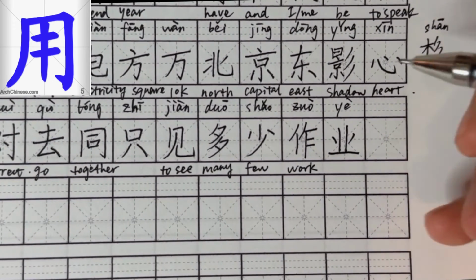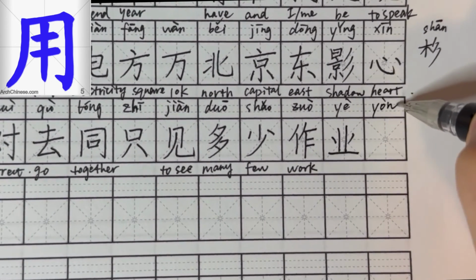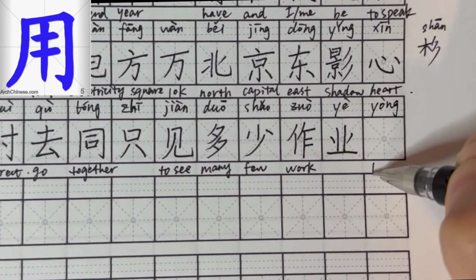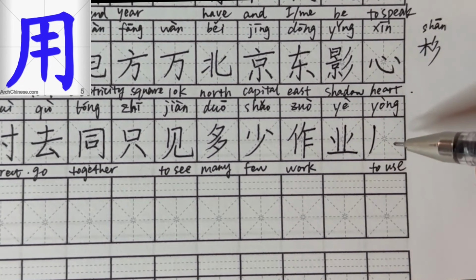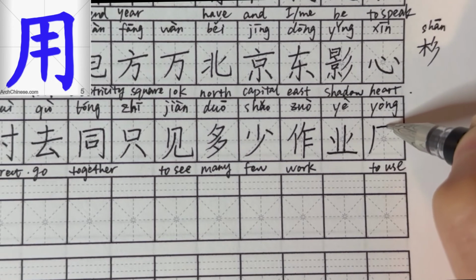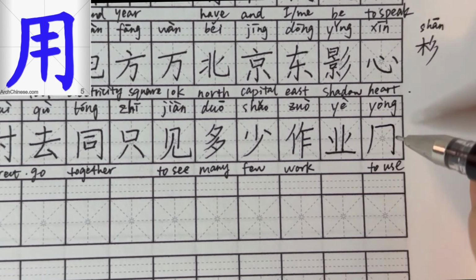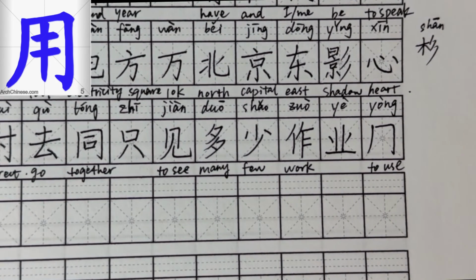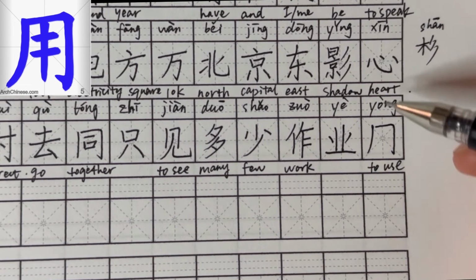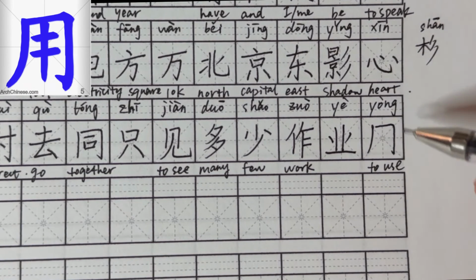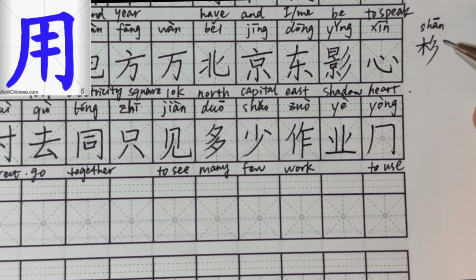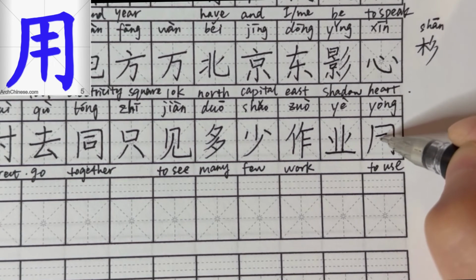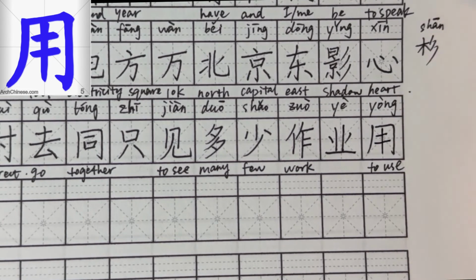Next character. 用 to use. We also see a square here, right? 撇横折钩. Not a typical square, but we can see a general square outside and we have something inside, right? We write it first on the outside and then 横横竖.